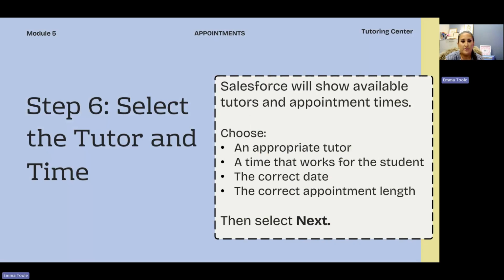Salesforce will show tutor availability based on the information selected earlier. The onboarding packet explains that tutors' next availability will show under their names, and their total availability will show when their name is selected. Choose the time that works best for the student, then select Next. Always pay attention to the date and time before moving forward.